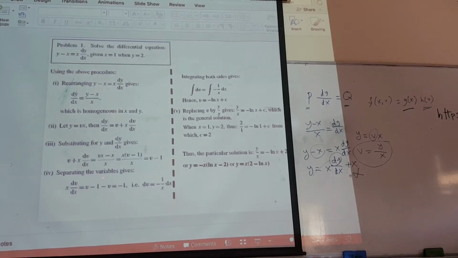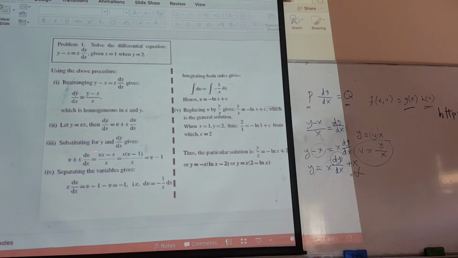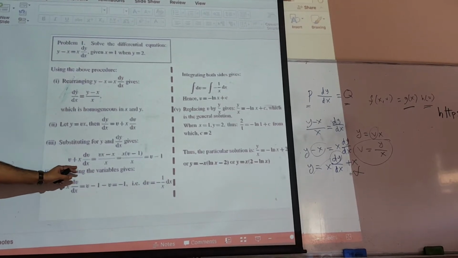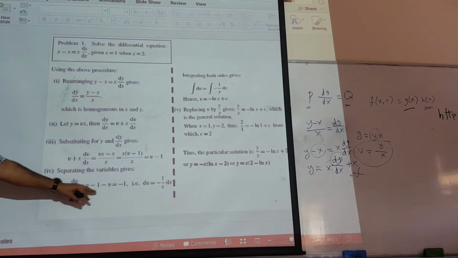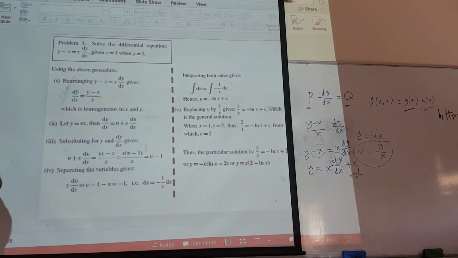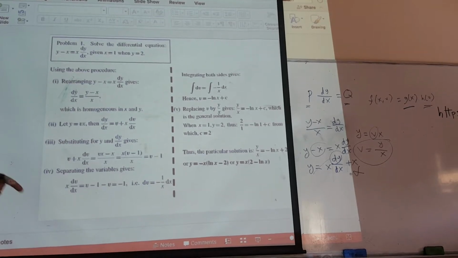So this is the next step, substituting y and dy over dx, which will result in this format. You have to separate it now. All the v and dv on one side, all the x and dx on another side. Okay? Whenever you separate it, you will take integration of both sides.